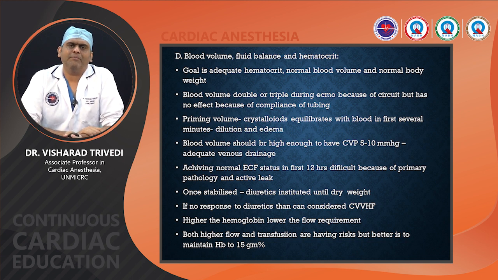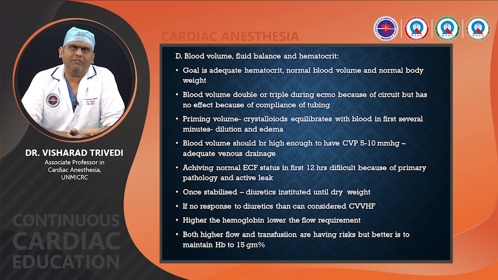This is a very important topic of management of total volume, because as you put the patient on Veno Venous ECMO, the whole of the priming volume in the ECMO circuit comes into the systemic circulation. So the goal is to keep adequate hemoglobin, because once the dilution is there, your hemoglobin falls and oxygen delivery also decreases. So the goal is to try to maintain the normal hemoglobin, hematocrit and normal body weight.